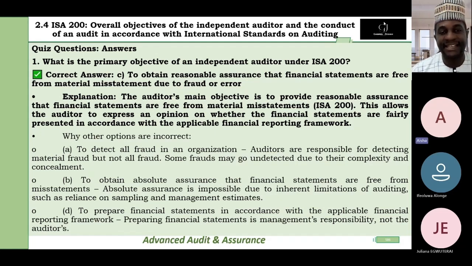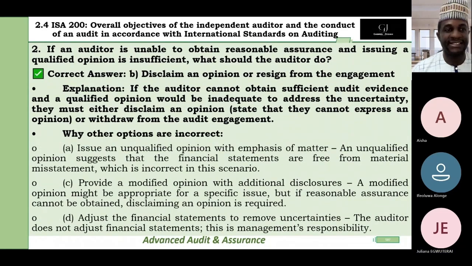Exactly. So that's clear. The explanation is the auditor's main objective is to provide reasonable assurance that financial statements are free from material misstatements. This allows the auditor to express an opinion on whether the financial statements are fairly presented in accordance with the applicable financial reporting framework. Okay. Like Julie used to say, if you fail it, you can never fail it again. So this one is nice.